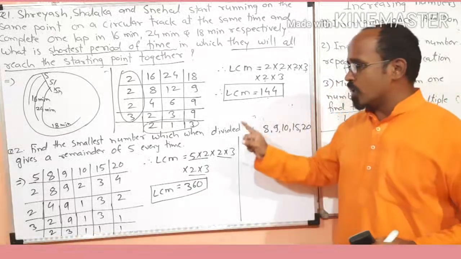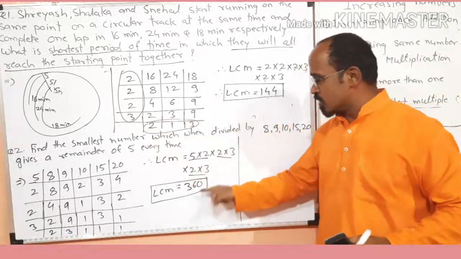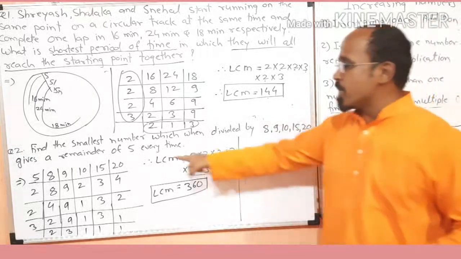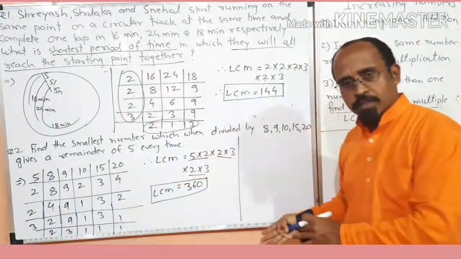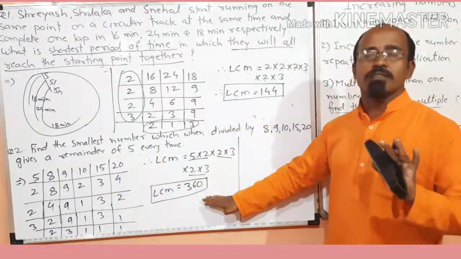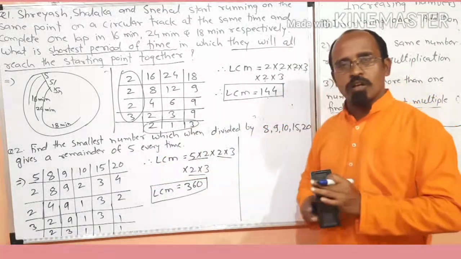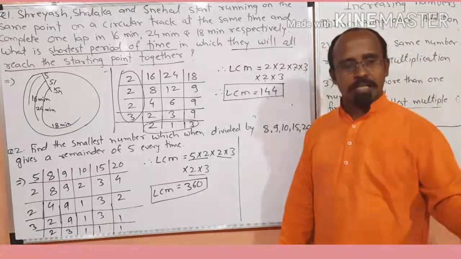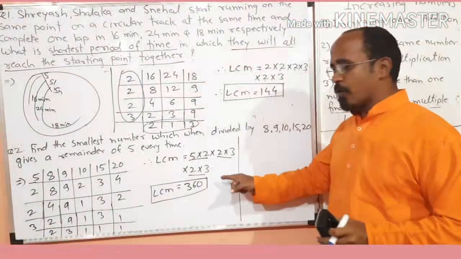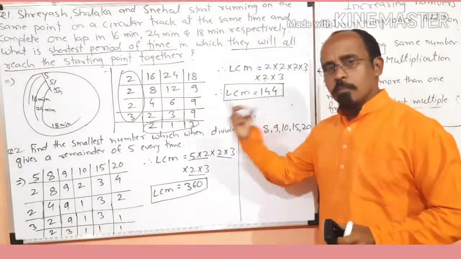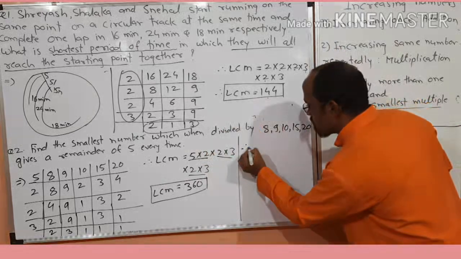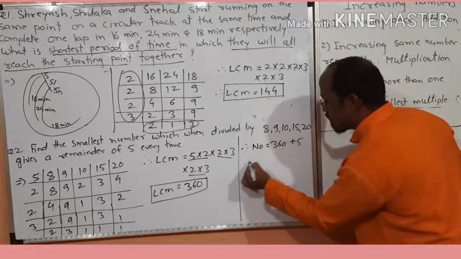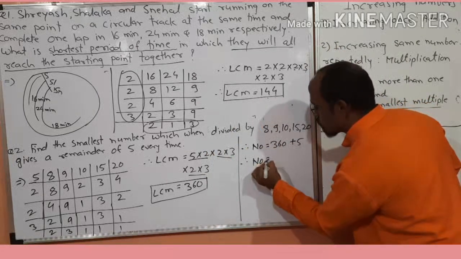But do we have to find the smallest number which is divisible by these numbers? No, we have to find a number which gives a remainder of 5, meaning after division, a remainder of 5 is there. So 360 is not the final answer. The final answer is 360 plus that remainder. Therefore the number is equal to 360 plus 5. The number is equal to 365.